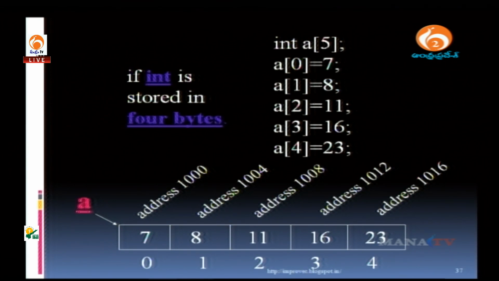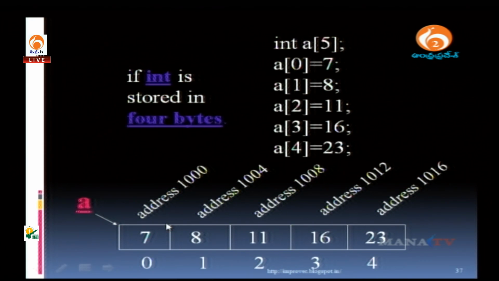If an int is stored in 4 bytes, it will be stored like this: A of 0 equal to 7, A of 1 equal to 8, A of 2 equal to 11, A of 3 equal to 16, A of 4 equal to 23. The total size is 5 elements, so the integer array is allocated memory accordingly. The first address is 1000, the next address is 1004, then 1008, 1012, 1016.